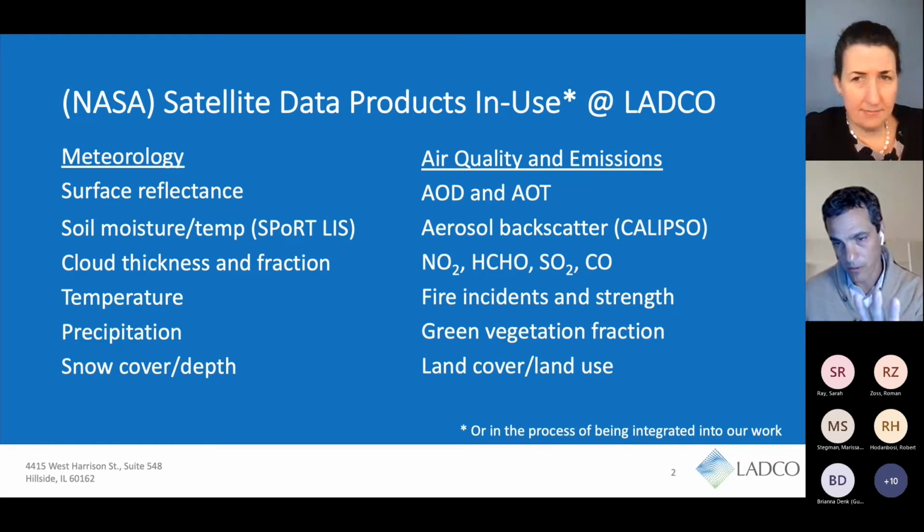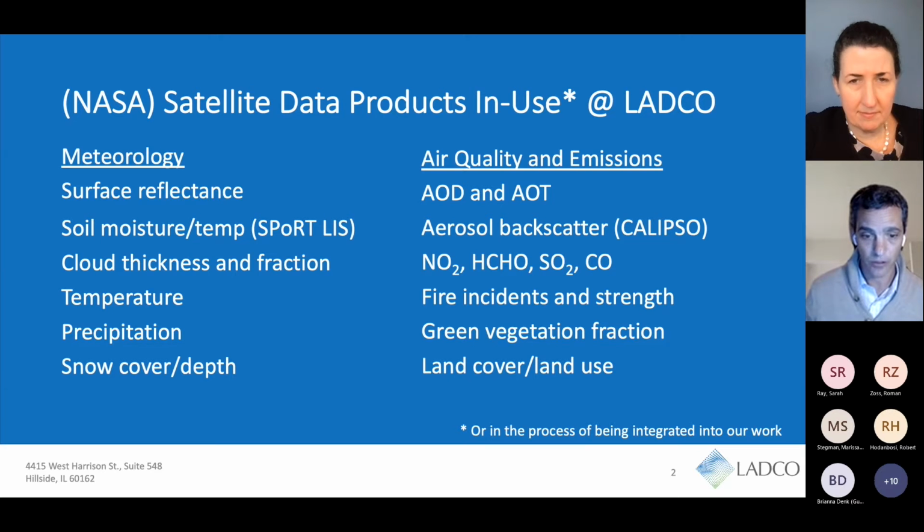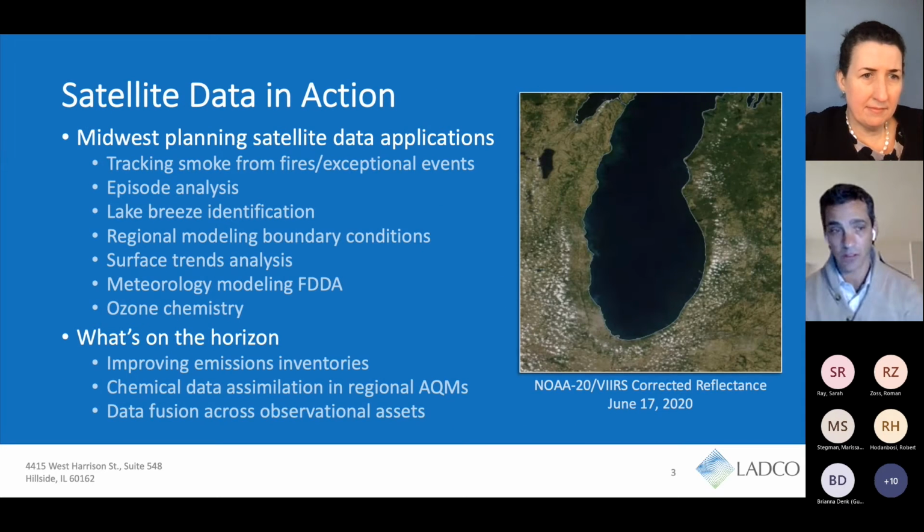So while some of this stuff may be more obvious, like when we show you a map of NO2 or we show you a map of smoke plumes that are based on satellite data, a lot of it may not be obvious, but it's very well integrated. Satellite data is very well integrated in the processes that we use here at LADCO now. And these are some of the applications that we've done recently, within the last couple of months, within the last month to year. We've used satellite data for tracking smoke from fires.